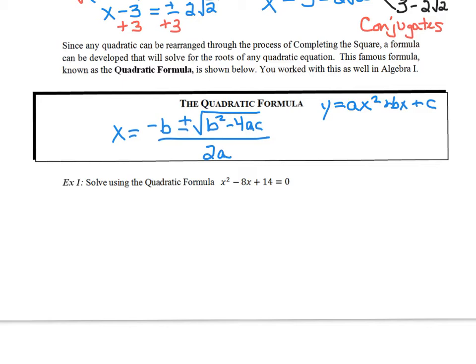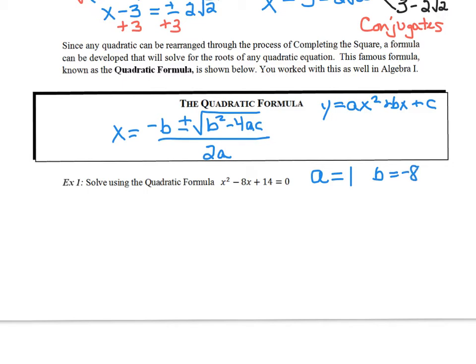So let's all take a look at exercise number 1. Solve using the quadratic formula, x squared minus 8x plus 14 equals 0. My first step is to identify the coefficients a, b, and c. Now a is always going to be the coefficient of the x squared term. So in this case I see that a is just equal to 1 because there's no other coefficient written down there. My b is always going to be the coefficient of the x term, and in this example I see that b is equal to negative 8.